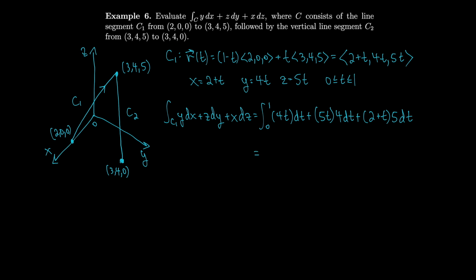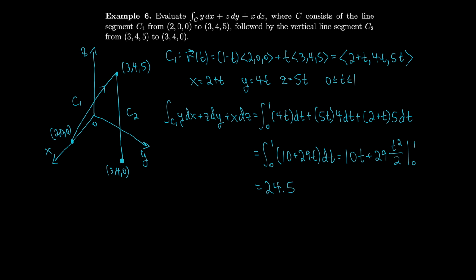Okay, so we take our integral, simplify a little bit, we get the integral of 10 plus 29t dt. And that's the antiderivative, so it's 10t plus 29 times t squared over 2 from 0 to 1, which is just 24.5.